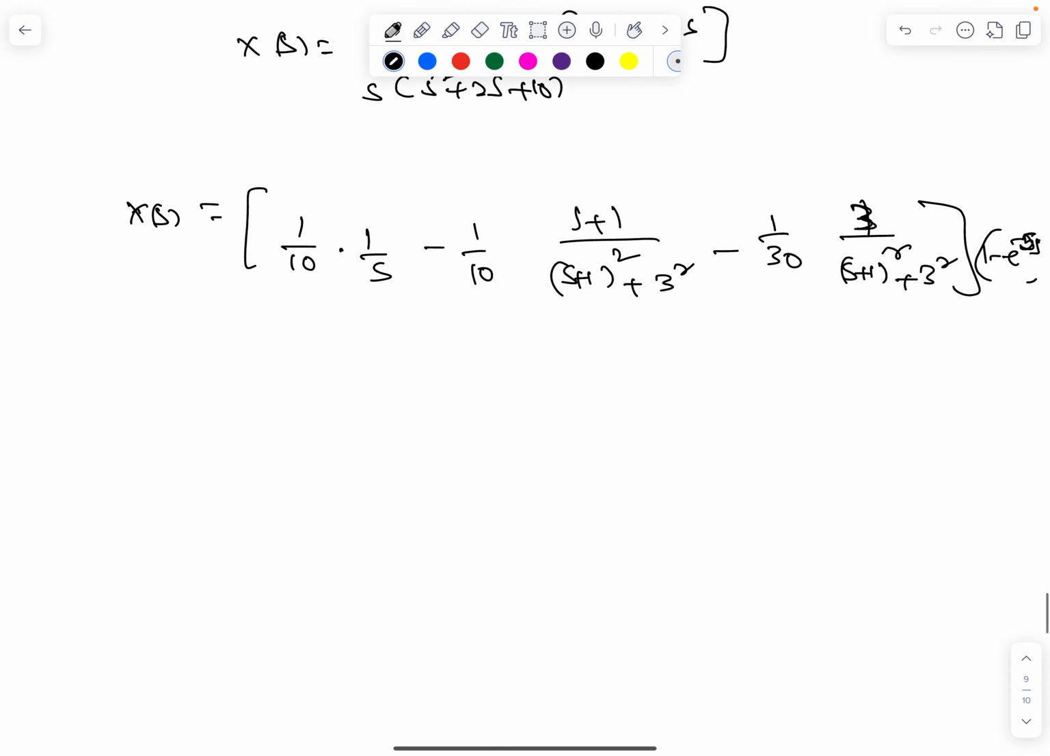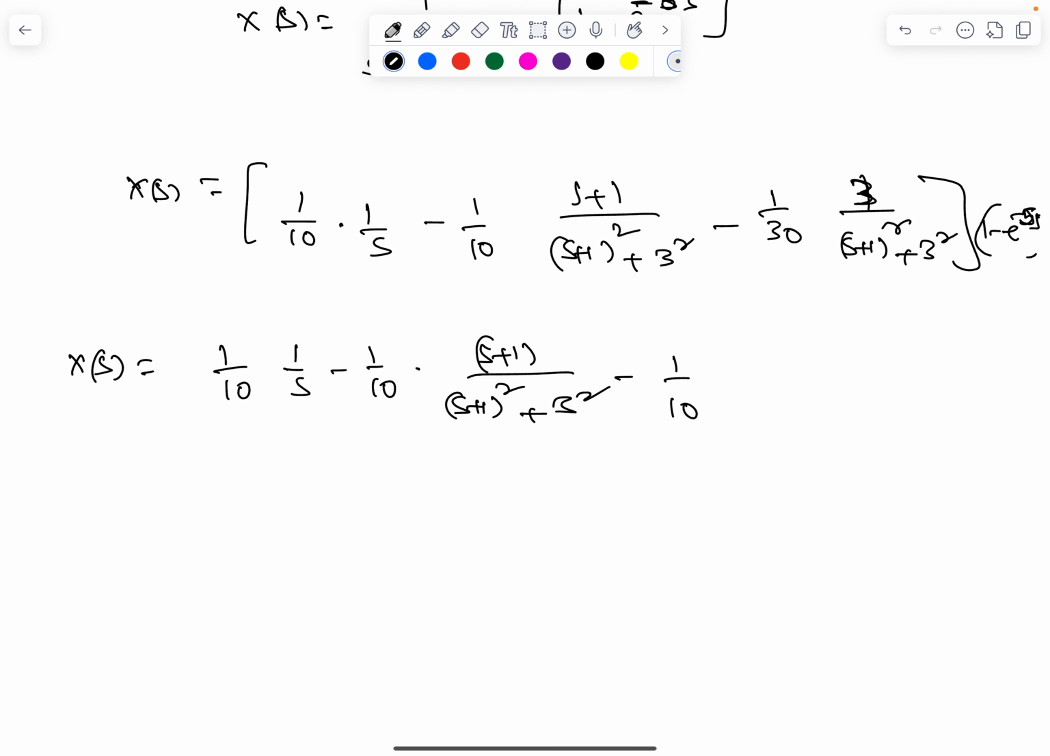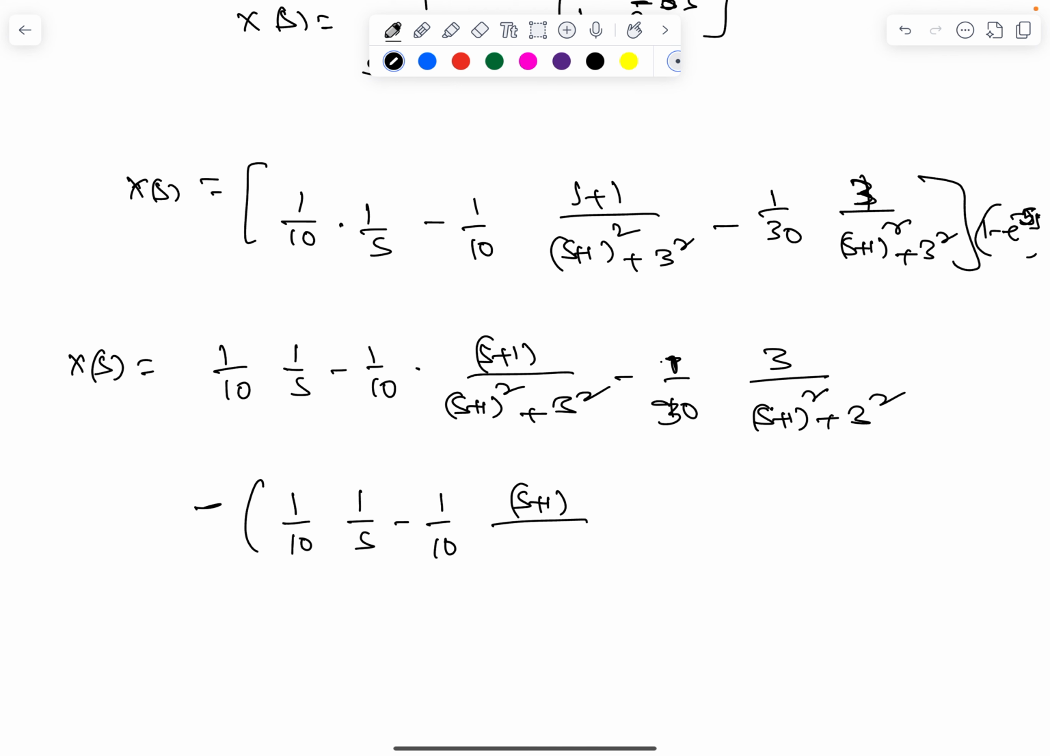There are terms with 1 and there are terms with e power minus 5s. So if you try to split that capital X of s into two parts and simplify further, if you expand further, capital X of s is equal to 1 by 10 times 1 by s minus 1 by 10 times (s plus 1) divided by (s plus 1) whole square plus 3 square, minus 1 by 30, 3 by (s plus 1) whole square plus 3 square, and then again minus of 1 by 10 times 1 by s minus 1 by 10 times (s plus 1) divided by (s plus 1) whole square plus 3 square minus 1 by 30, 3 by (s plus 1) whole square plus 3 square, e power minus 5s is there.